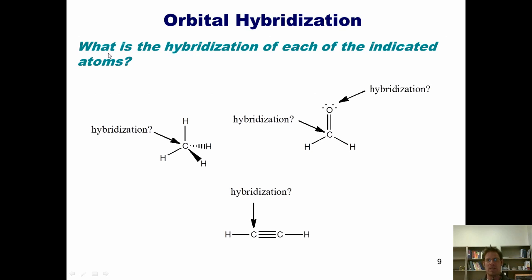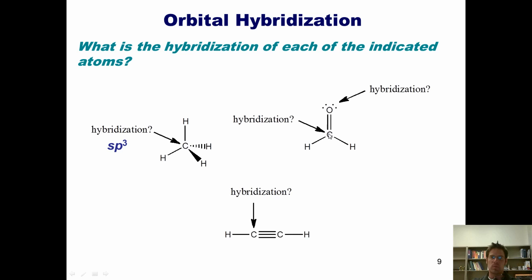What is the hybridization of each of the indicated atoms? Let's start at this one. See this carbon? We're going to count how many things are around it. By things, I mean atoms or lone pairs. This carbon has a hydrogen, a hydrogen, a hydrogen, a hydrogen. I count to 4. There's 4 hydrogens. So what's its hybridization? It's sp3.